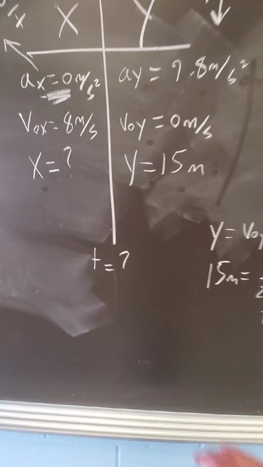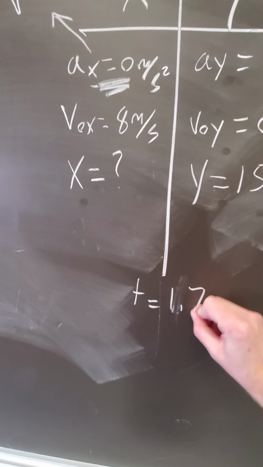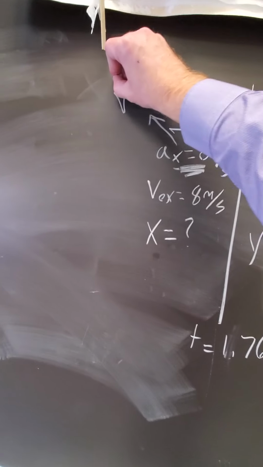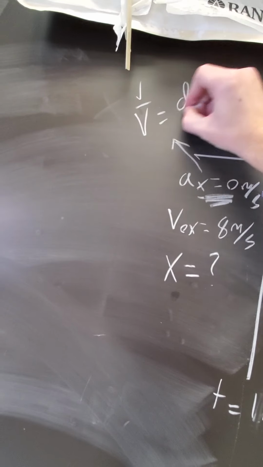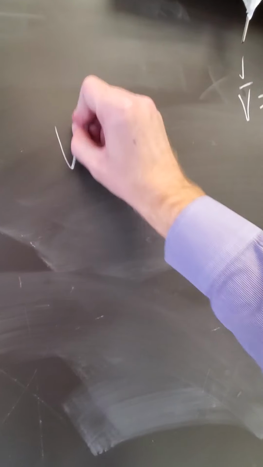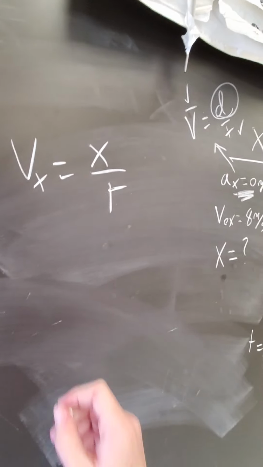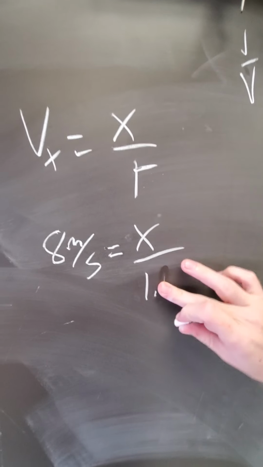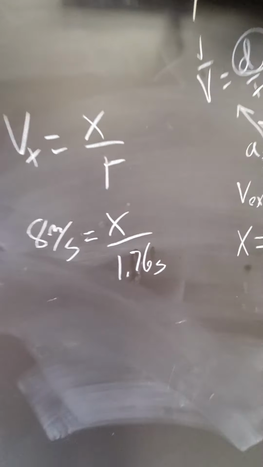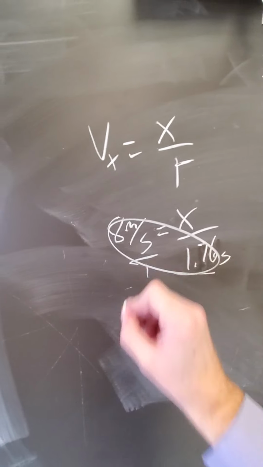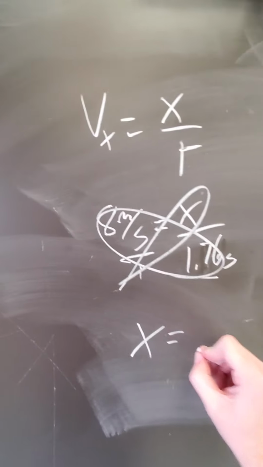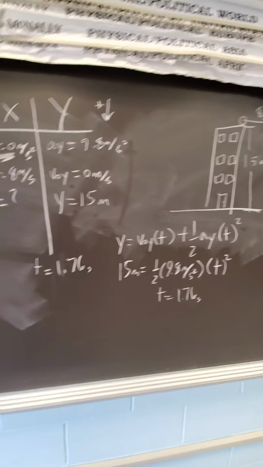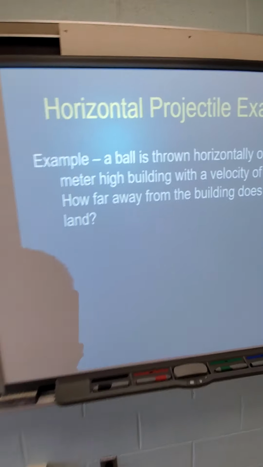All right, so now we can plug that in. So I've got a V for this formula, I've got a T for this formula. Let's solve for my distance. Again, if memory serves, I believe this is like 14 meters. Okay? So that's an example of how we would do one of these horizontal projectile problems.